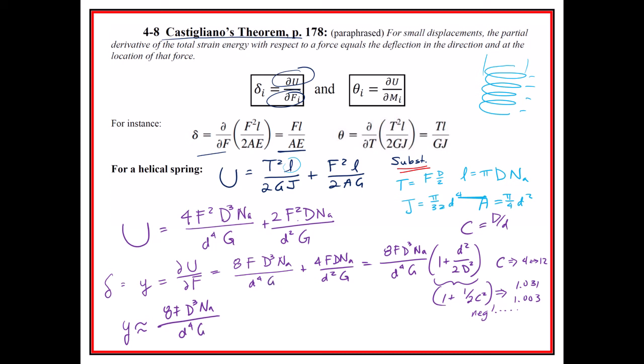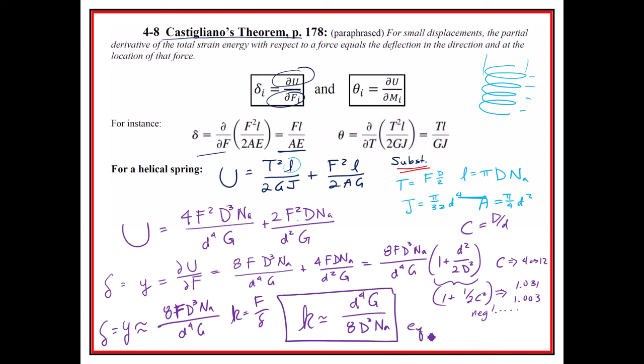d fourth G, and we do know that that was supposed to be an F right here, that k is equal to F over, and I said y here, I meant delta. So k is, and they use a little approximately sign, but we just go ahead and say d fourth G over 8 D cubed N A. And that's equation 10-9.